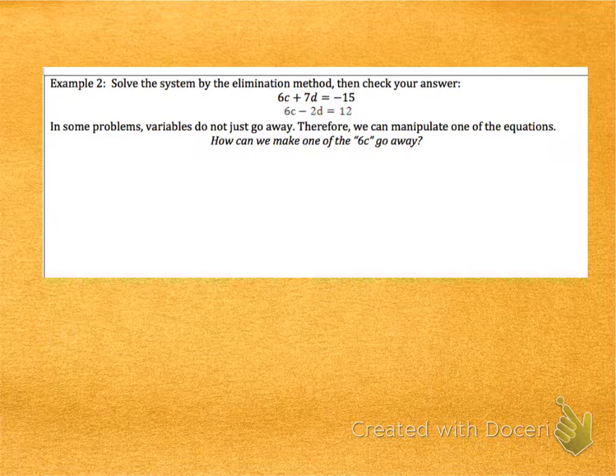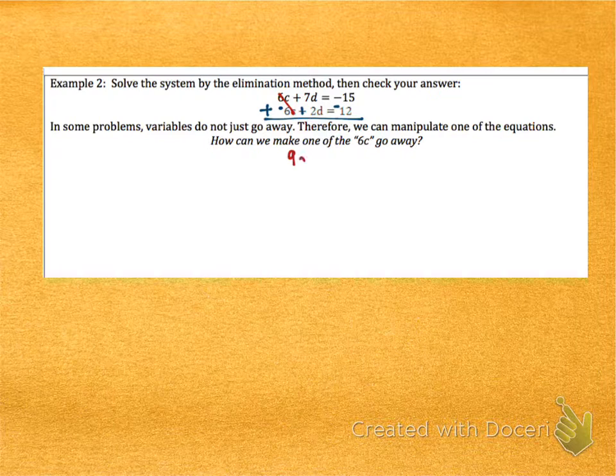Well, you can transform one of the equations by multiplying through by negative 1. So if I multiply through by negative 1, that's just going to change the sign of everything in that equation. At which point, I have opposites, and I can add the two equations together to eliminate the c term.